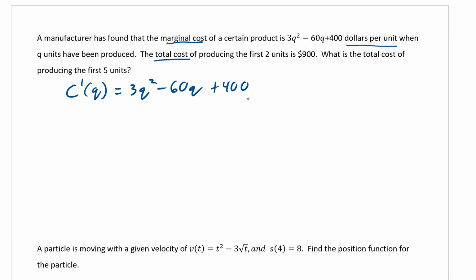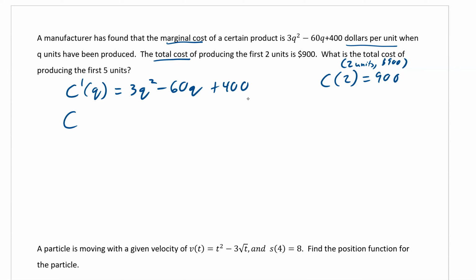Now the total cost is our C. So what they're saying is C of 2 is equal to 900. They're giving us 2 units, $900. They're giving us our point. So you can see it's just what we've already done. We're going to create our original function by taking the antiderivative, which will give us a constant, and then using the point to find that constant.